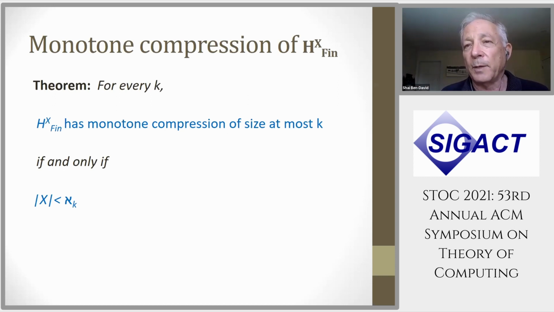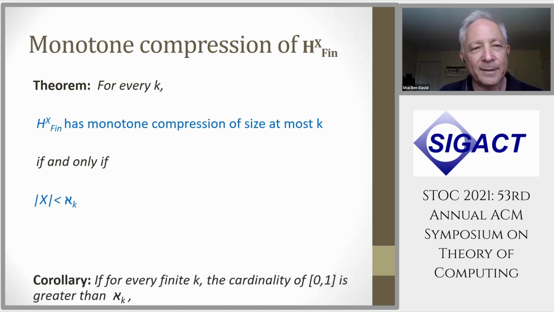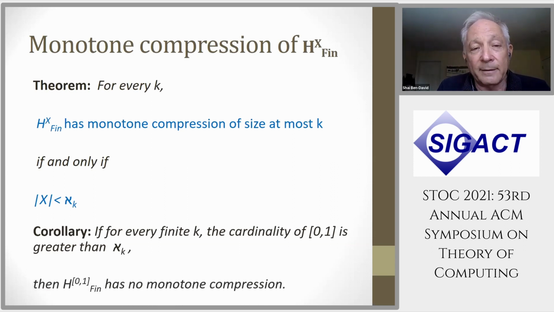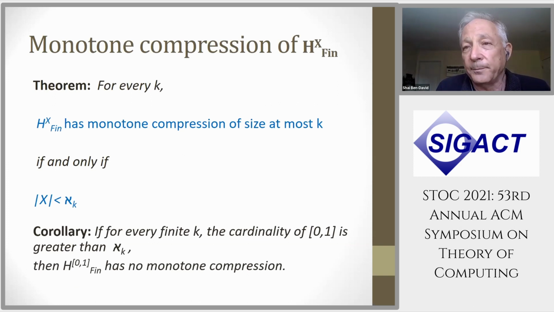Now we can go back to our problem. We said that this compression, existence of finite compression, is equivalent to Emacs learnability. So Emacs learnability turned out to depend on the size of the domain in the Aleph hierarchy. But we don't know what the size of the reals is in the Aleph hierarchy. So the corollary is that if for every finite k, the cardinality of the reals is larger than Aleph k, which is possible by what set theory can prove, then there is no monotone compression.